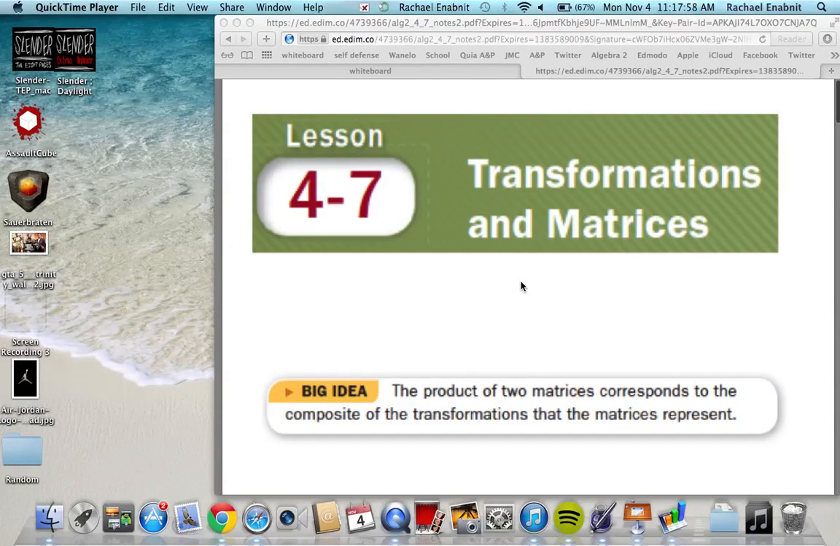Lesson 4-7, transformations and matrices. The big idea is that the product of two matrices corresponds to the composite of the transformations that the matrices represent.